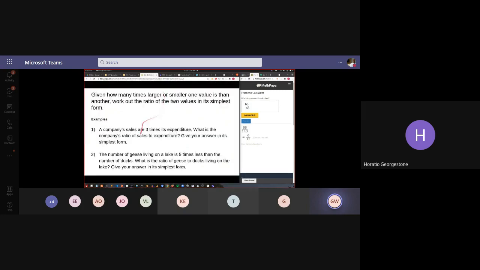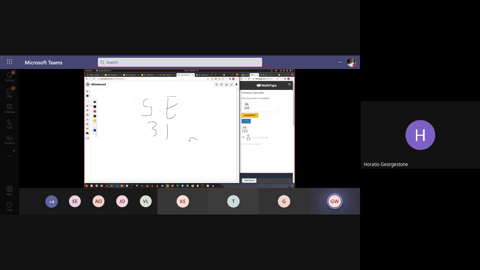Okay, easy. Now, the number of geese living on a lake is 5 times less than the number of ducks. What is the ratio of geese to ducks living on the lake? It's a little bit more complicated now, because the number of geese is 5 times less than the number of ducks. So we're looking for geese to ducks, but we know that ducks is the bigger one. Geese is the smaller one. So the smaller one is going to be the one that is represented by the number 1. So it's going to be 1 to something.